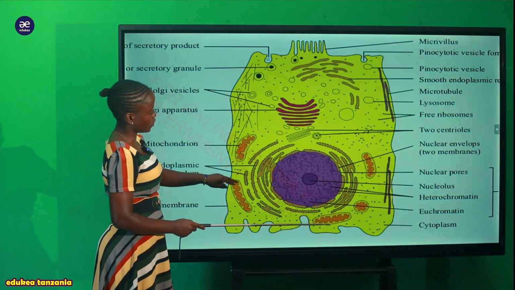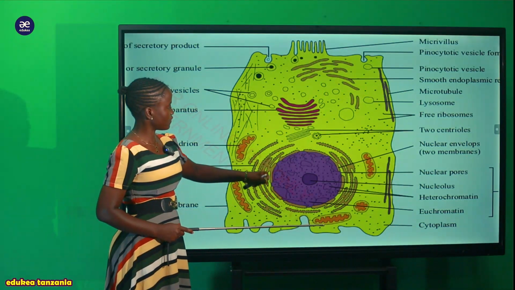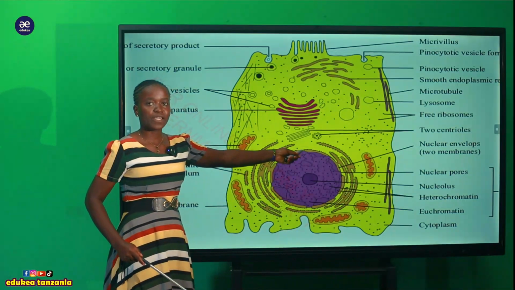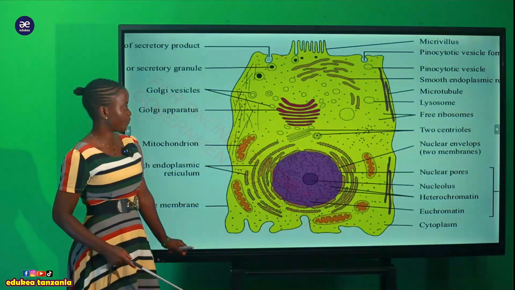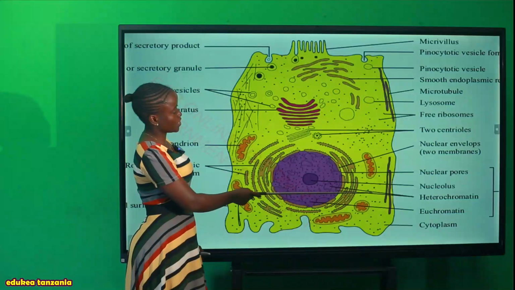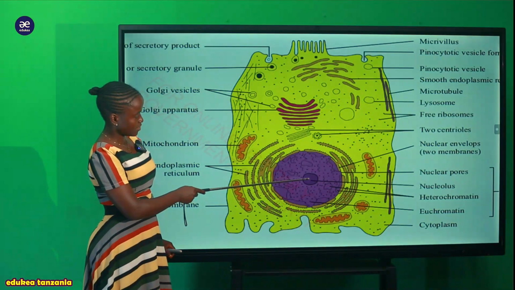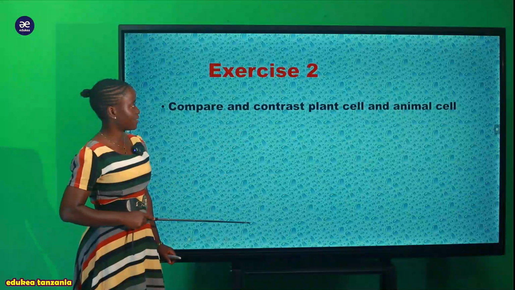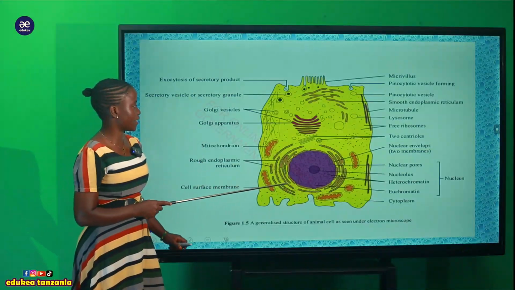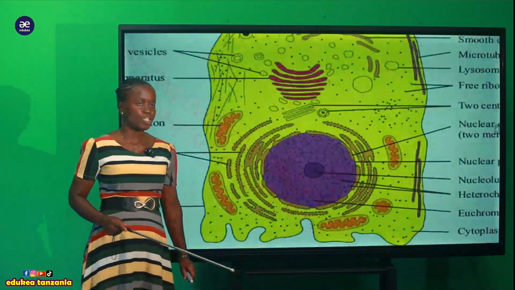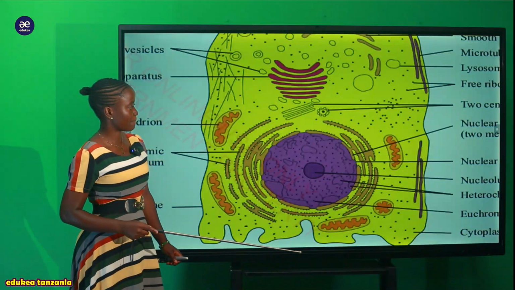This one is called a nuclear pore. Hivi vidogo vidogo hapa tunaviita ni nuclear pore. Also we have the nucleolus. This is the central part. This is purple in color. So now you can see this purple in color, it is called the nucleolus.